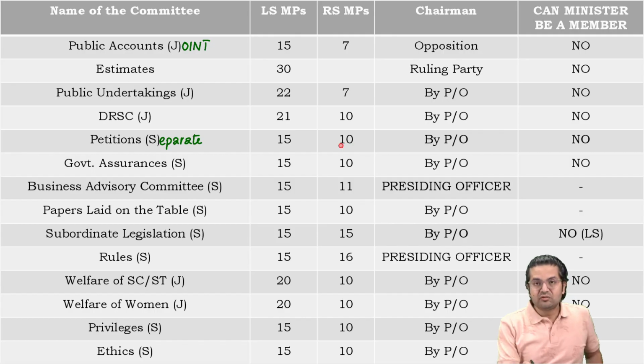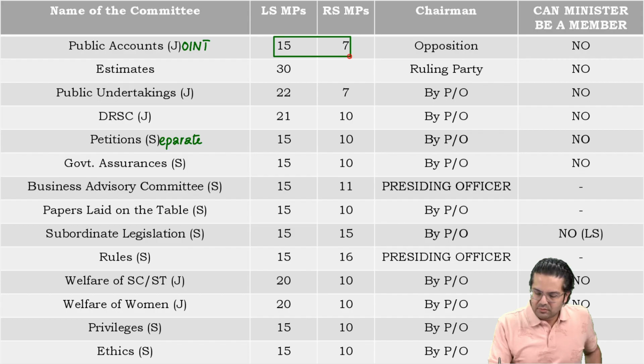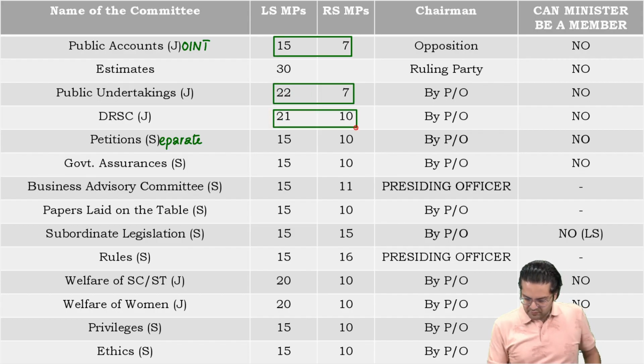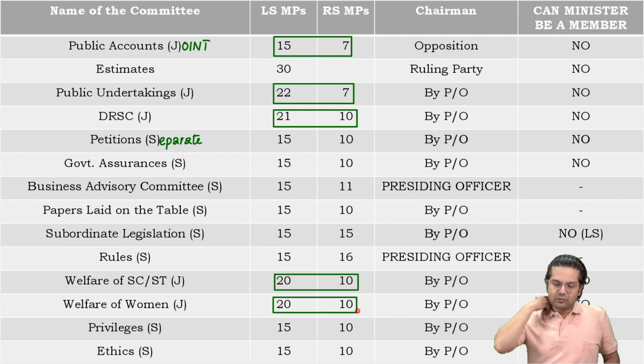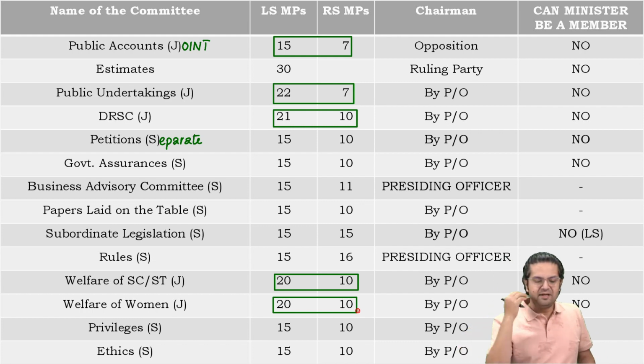Joint committees are those committees which there is only one committee, joint committee, which has members from both the houses together. These people are together. These people are together. One committee. Where the welfare of SCs? One committee. Clear? Then there is only one committee which is a select committee, that's an estimates committee, which has no MPs from Rajya Sabha. And there is no committee also in Rajya Sabha which is similar to estimates committee.